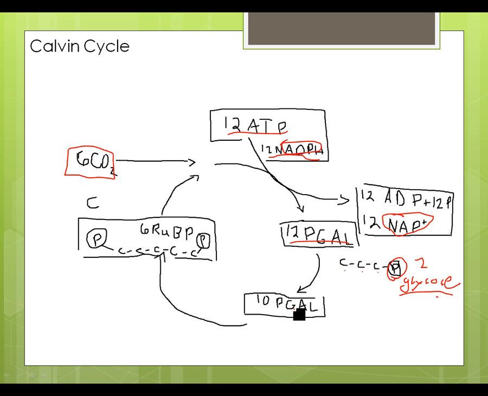And then those 10 PGAL come back and are recycled and become 6 RuBisCO, which is, again, the 5-carbon chain with 2 phosphate groups on the end. And that's basically photosynthesis for you.